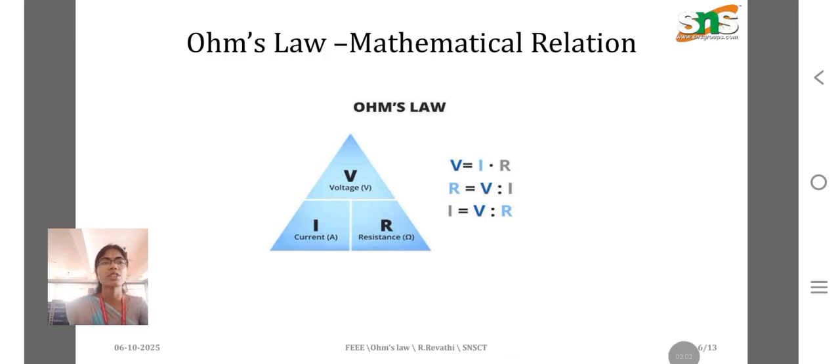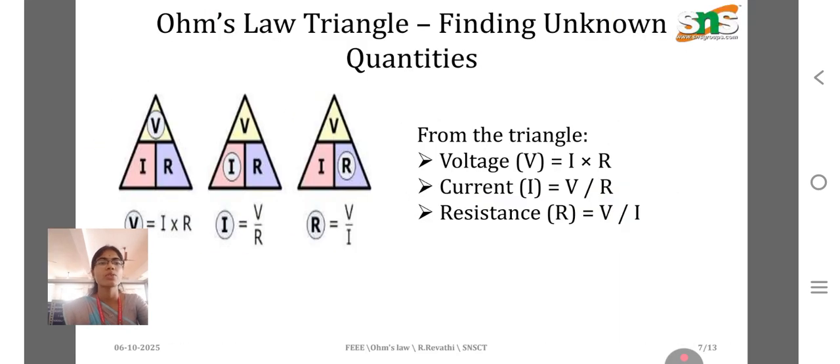So the mathematical relation of Ohm's law, which we have discussed earlier, is the Ohm's law triangular rule. If two of the components V, I, R are given, we have to find the other quantity. In the mathematical relation, V is equal to IR. If you have to find R, then R is equal to V by I. If you are going to find I, that is equal to V by R. So this is known as the triangle for finding unknown quantities.